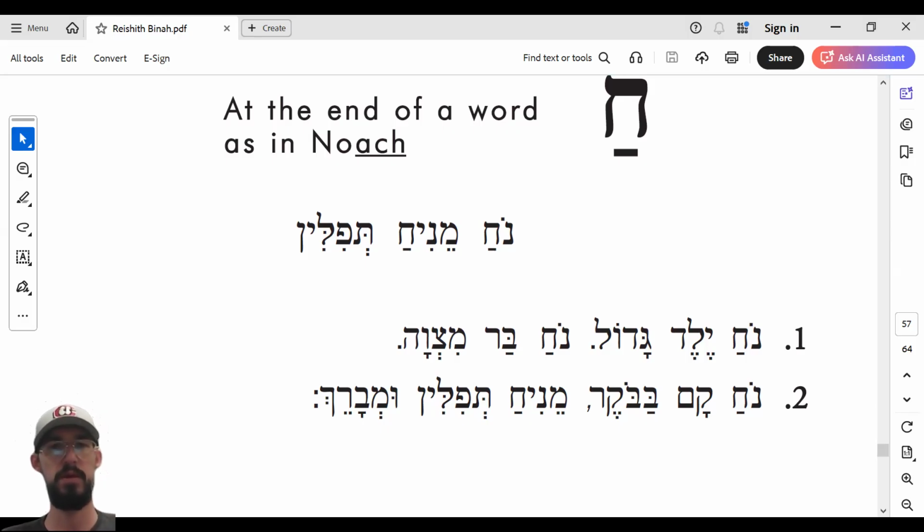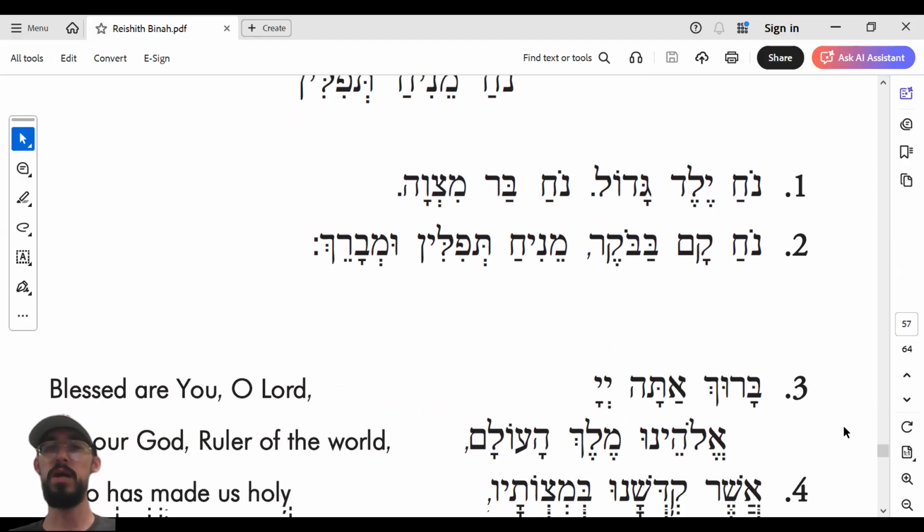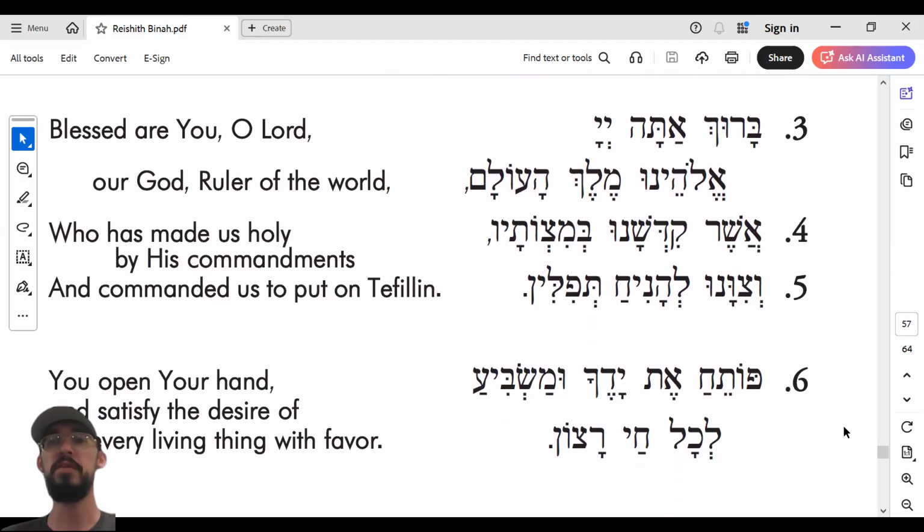All right. Let's see. So now they gave us the entire blessing for the tefillin that goes in the morning and accompanies the ritual of placing the tefillin on your arm. Okay.